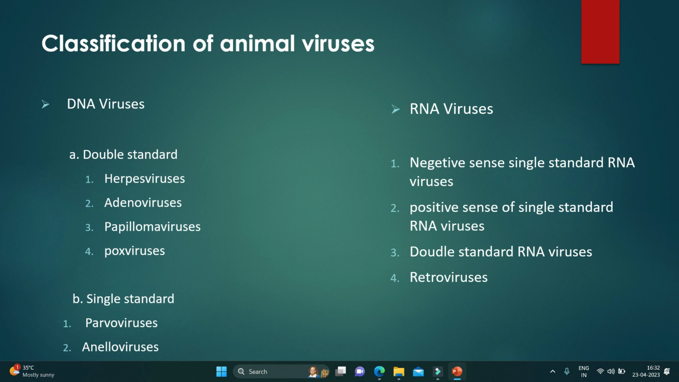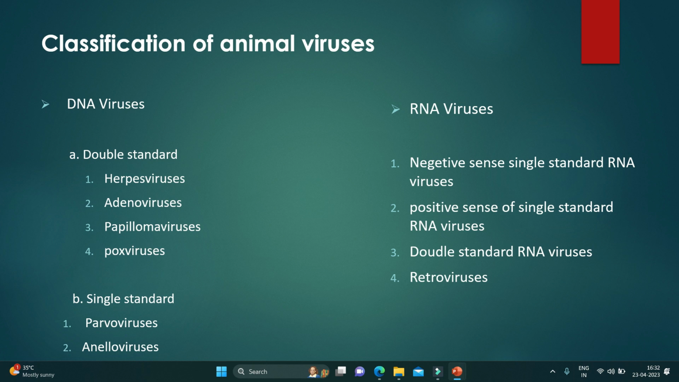herpes virus. These are double-stranded DNA viruses that cause a range of diseases in humans and animals, including cold sores, genital herpes, chickenpox, shingles, and mononucleosis. Example: HS virus, VZ virus, and EB virus.